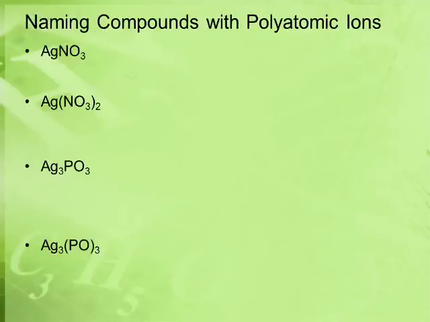So here's going to be more challenging because we have silver. This is a transition metal. We have transition metals with polyatomics. And we have silver and nitrate. So that means we just can't call it silver nitrate. We're going to have to use Roman numerals. We have to do just like the rules with the binary compounds.